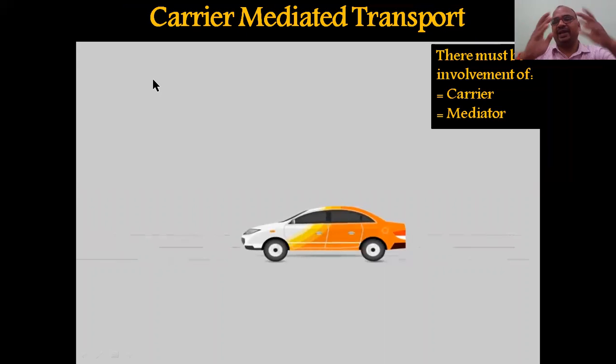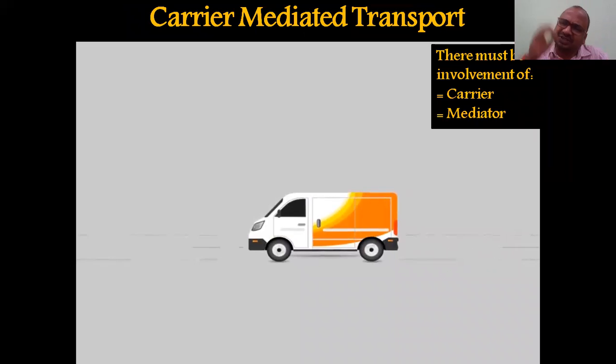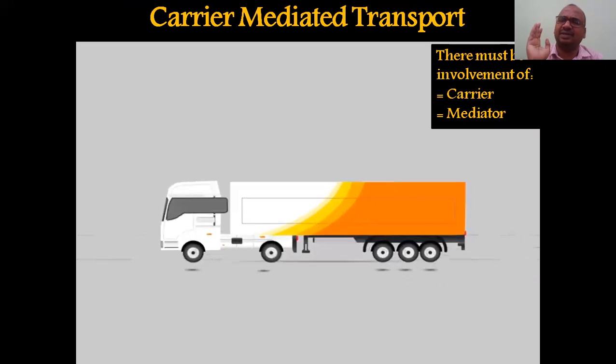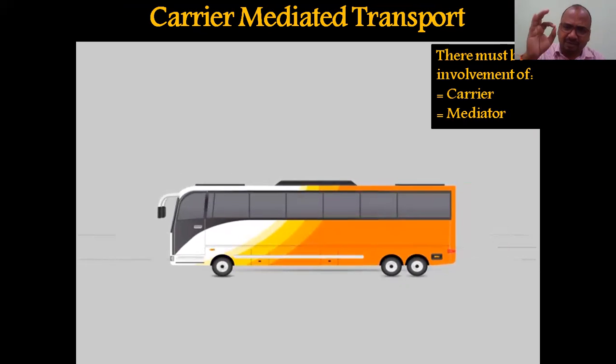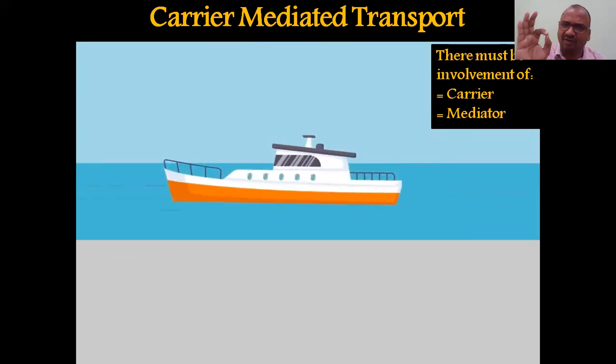And carrier mediated transport, we come to the second one. Here what happens is that some carrier must be involved. That is the main thing. Either it may be a car or a bus or a truck, whatever it may be, anything. There must be involvement of a carrier, there must be involvement of a mediator.